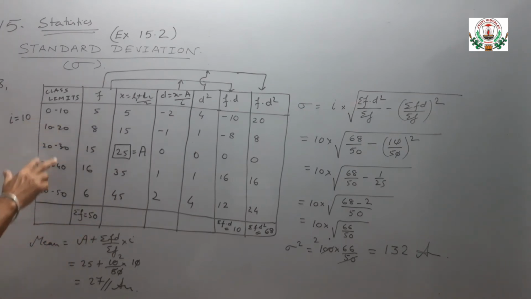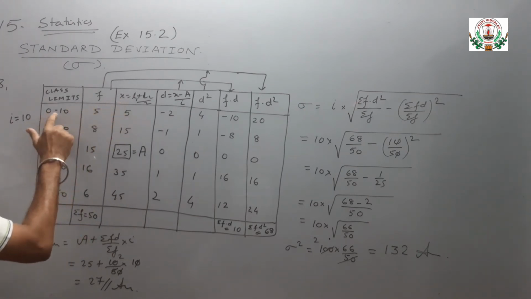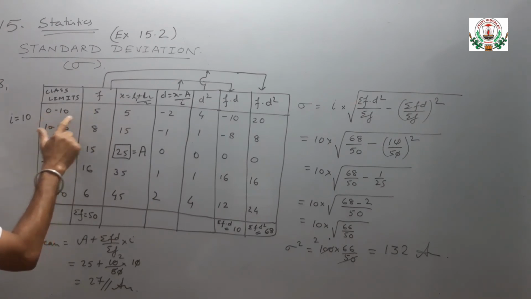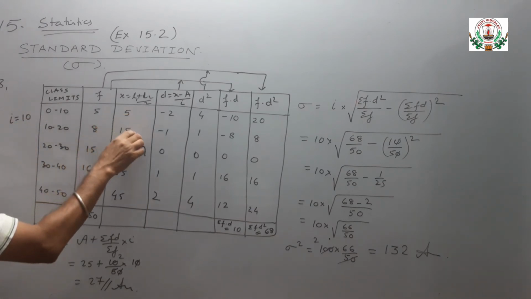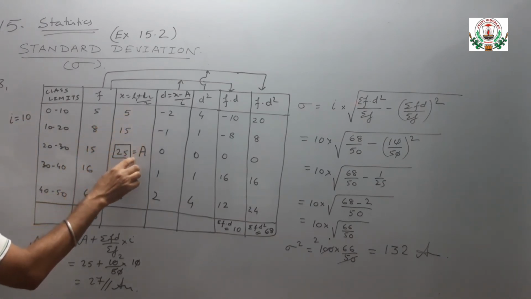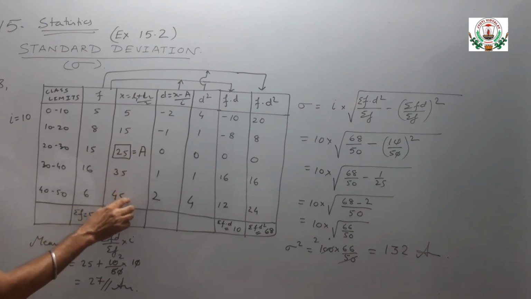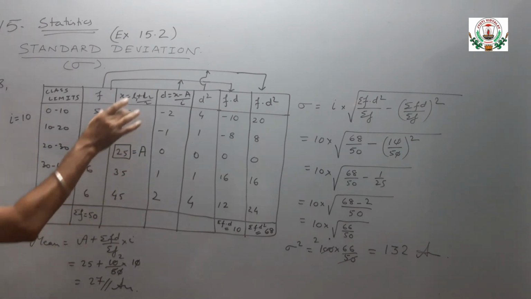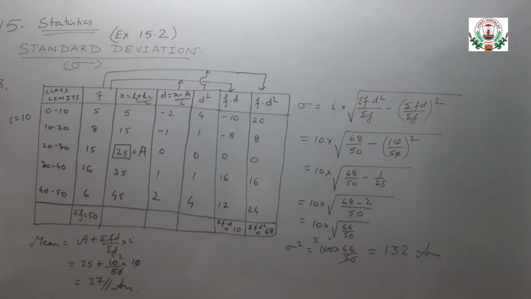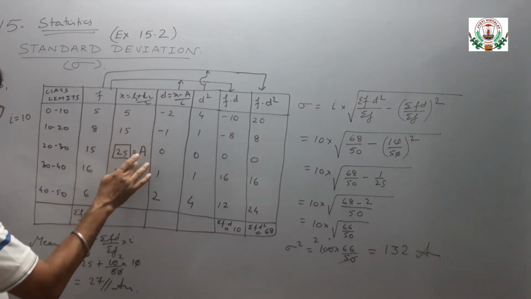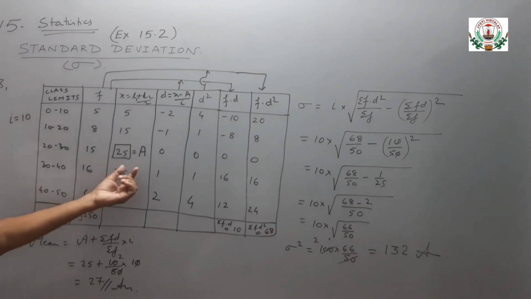Now we calculate the mid value. X equals lower limit plus upper limit divided by 2, 0 plus 10 divided by 2, 5. Difference between two consecutive lower limits is i equal to 10. So we go on adding 10: 5 plus 10, 15, plus 10, 25, plus 10, 35, plus 10, 45. Now we will choose one of the variates as the assumed mean. 1, 2, 3, 4, 5. Again we are getting an odd number. 5 plus 1, 6, 6 divided by 2, 3, so 1, 2, 3, 25 will be our assumed mean.